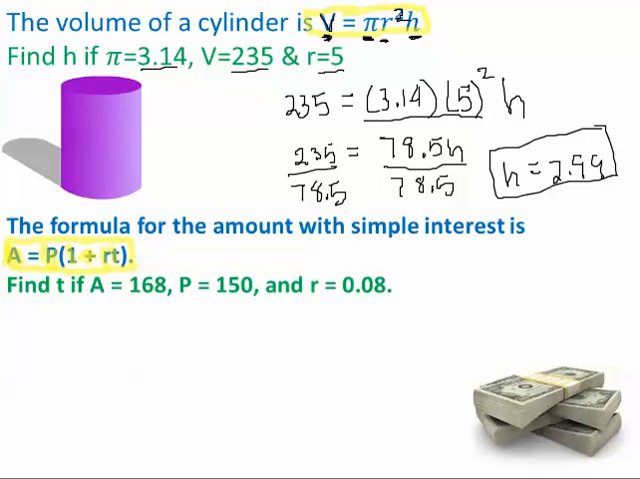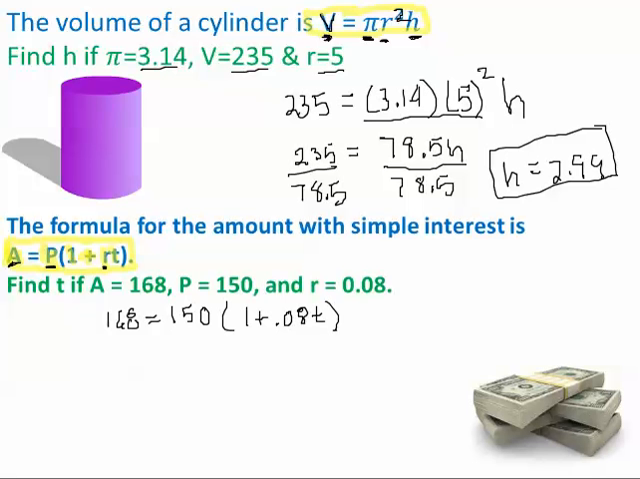So all we're really doing, we don't even have to really understand that. We simply need to plug in the values that we know. We know A, we know P, and we know R, and we're going to end up solving for T. So let's get those numbers in there. A is 168. That is equal to our principal, 150, times the quantity, 1 plus R is 0.08 or 8%, and T is time, and that's what we're being asked for. Find T. So we'll leave that T in there.